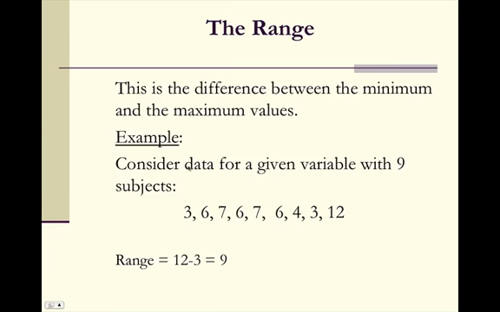The range is the difference between the minimum and maximum values. If we take our data string, we look at the top value, which is 12, and the lowest value, which is 3, and just subtract them. 12 minus 3, as far as I know, is 9. So our range is 9.